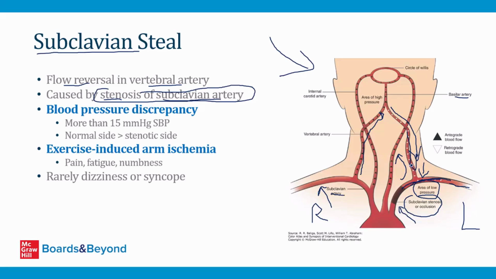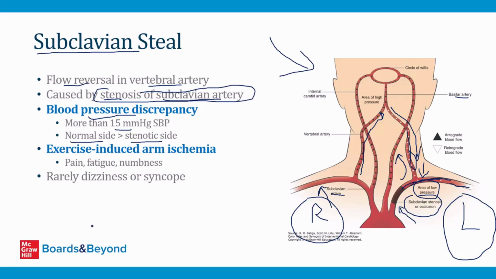So what are the clinical features that this is going to lead to? Well, first of all, there will be a blood pressure discrepancy. You're going to have low blood pressure over here in the left arm because of this stenosis, and you're going to have relatively higher pressure over here on the right. Usually the difference is more than 15 millimeters of mercury in symptomatic patients with subclavian steal, and the normal side is the side with the higher blood pressure. The stenotic side is the side with the lower blood pressure. Make sure you understand this. They're going to ask you in board questions which side has the stenosis.